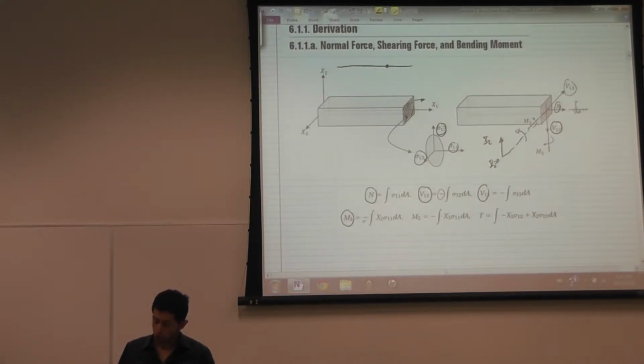The torque. Now we're going to be concerned with only two-dimensional beams. Two-dimensional beams under bending, so we're only going to be concerned with M3 and V12, which we're going to call V. And this is what we're going to study for the Euler-Bernoulli beam.